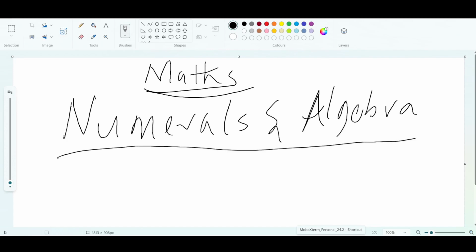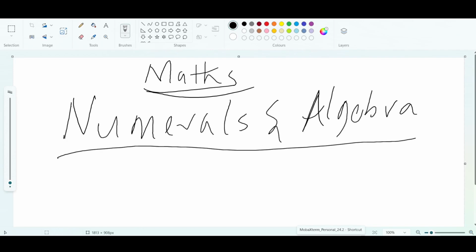Numerals. And we have the algebra. We're still on numerals. So the numerals are the numbers in mathematics. Any aspect of mathematics that has to do with numbers is the numeral part of mathematics. And the other part of mathematics that has to do with combining numbers with letters, that is the algebra part. So we need to understand the numeral parts, then we understand the algebra parts.